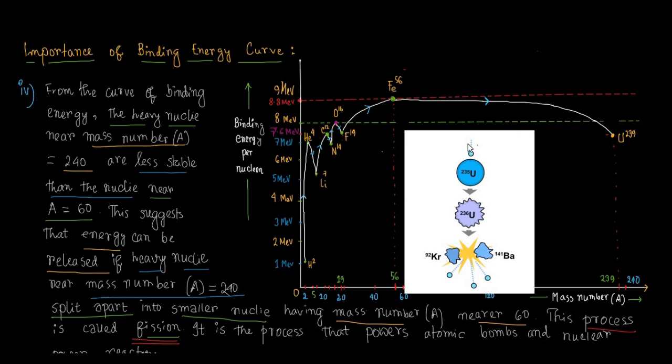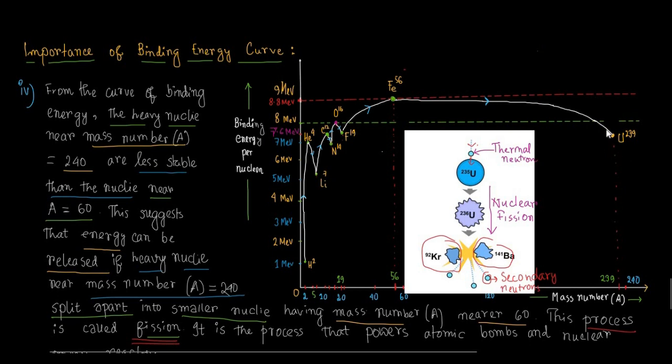As an example, we can consider the nuclear fission of the uranium-235 nucleus. When the uranium-235 nucleus is bombarded by a thermal neutron, that is a slow moving neutron, this nucleus will split into barium and krypton, and 3 secondary neutrons, that is fast moving neutrons, will be produced. Additionally, a large amount of energy will be released in this nuclear fission process.